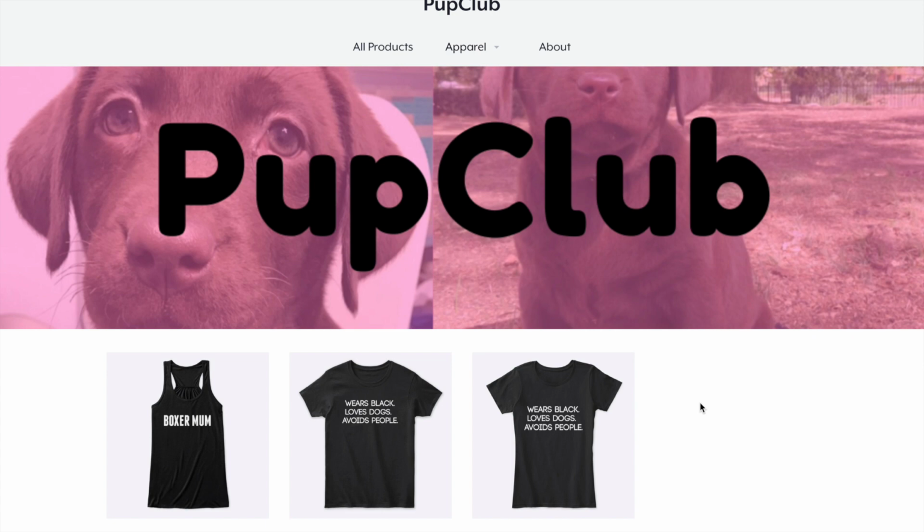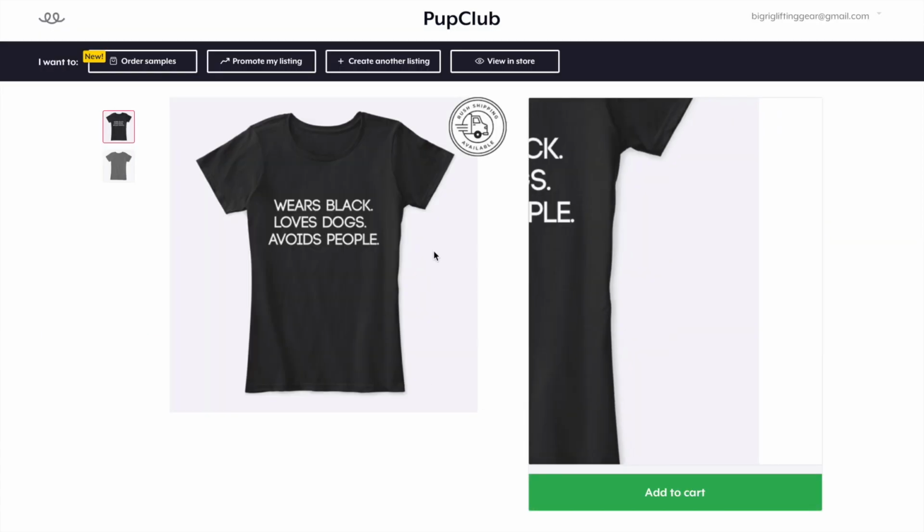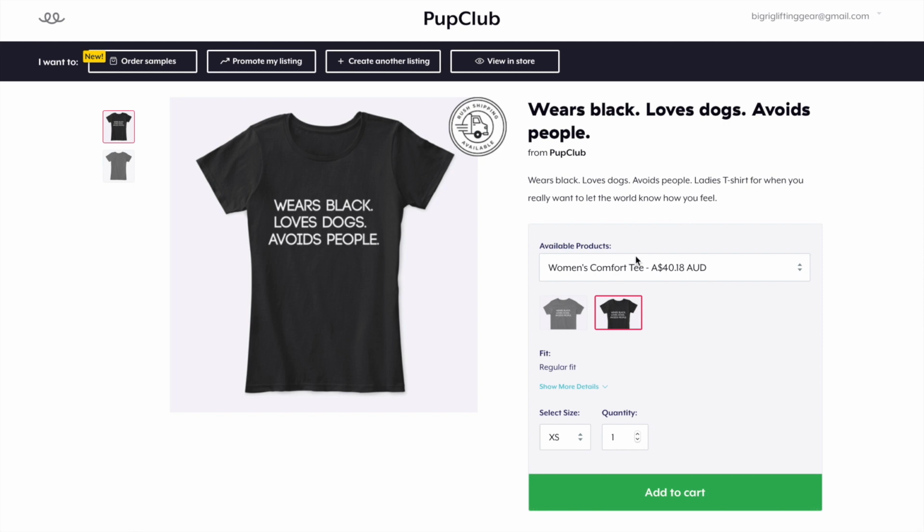With her following, that's the reason that I've built Pup Club, and that's the reason that I'm targeting girls with these sorts of shirts, because I know that 70% of Hershey's followers are female. So of course I'm going to target them with t-shirts that they're going to be interested in. That's, I guess, lesson number 1: know your audience. So this shirt here, very basic: wears black, loves dogs, avoids people. This is it on the store, you can see.